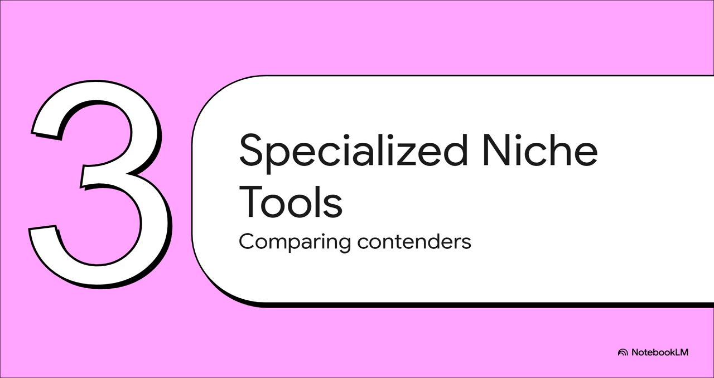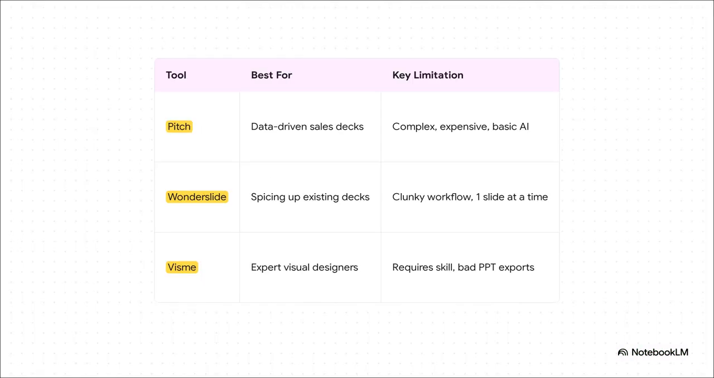Okay, so that's the generalist, all-rounder approach. But what about the tools that are designed for more specific niche jobs? Let's take a look at a few of the other top contenders and see how they stack up. You can really see the trade-offs pretty clearly here with these three. You've got Pitch, which is a powerhouse for sales teams who need live data in their decks, but it's complex and probably overkill for day-to-day use. Then there's Wonderslide, which is really good for just spicing up a deck you've already made, but its workflow is kind of clunky. And finally, you have Visme, which gives you incredible visual control, but it's really geared towards actual designers. And sometimes things can break when you try to export it back to PowerPoint.